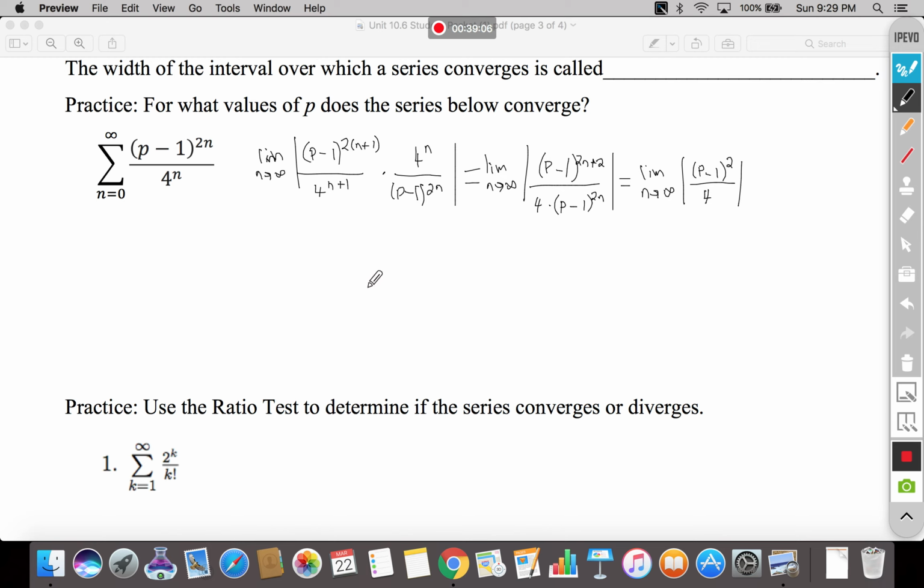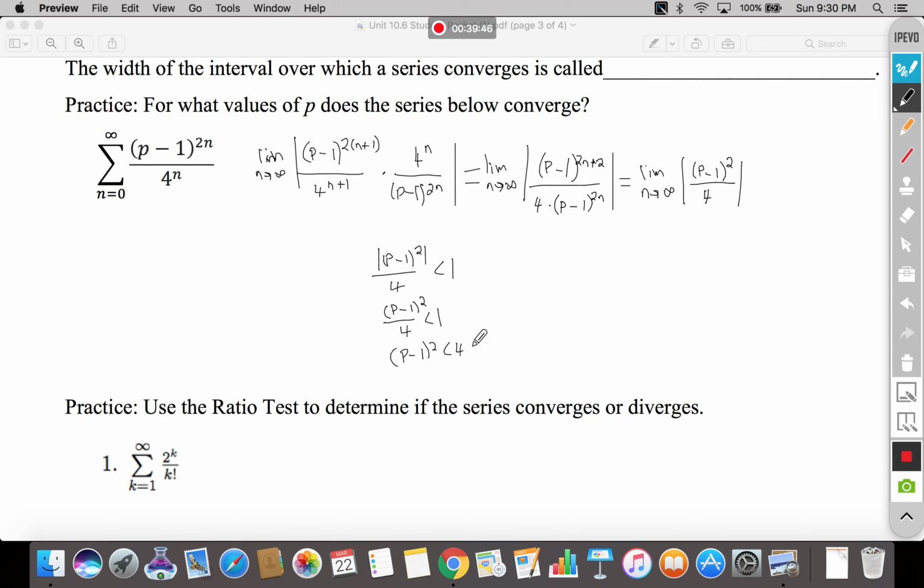All right, so I know then for this thing to converge, I'm going to need the absolute value of p minus 1 squared divided by 4 to be less than 1. But if p minus 1 is squared, the absolute value of that doesn't really matter because something squared is always going to be positive. So what am I really looking at? I'm really looking at p minus 1 squared over 4 needs to be less than 1. So what does that mean? P minus 1 squared has to be less than 4 when I multiply both sides. Okay, interesting.